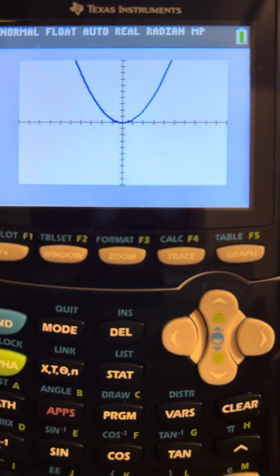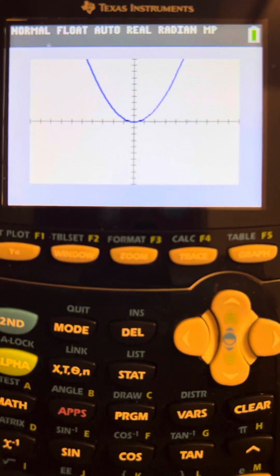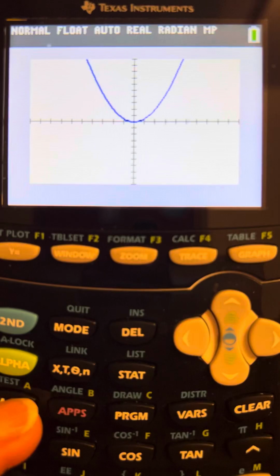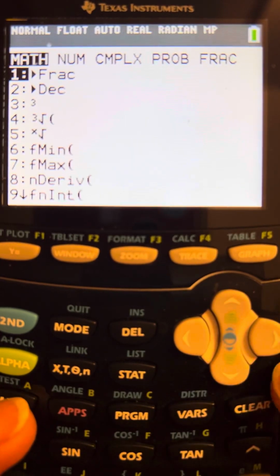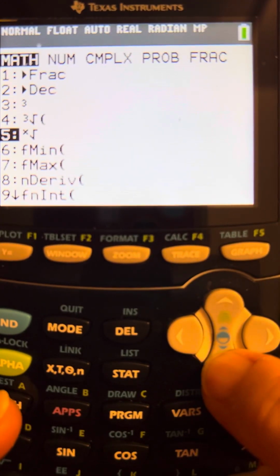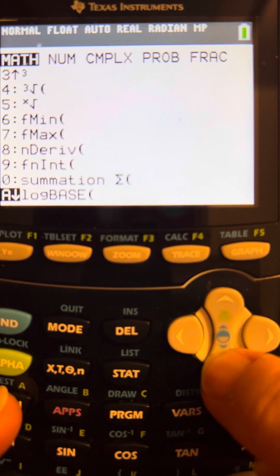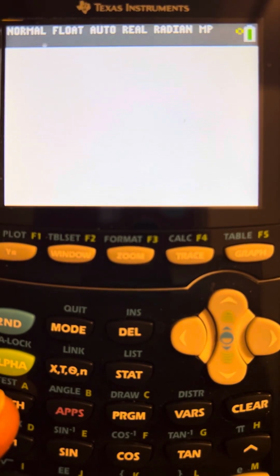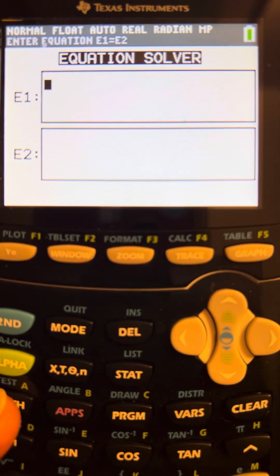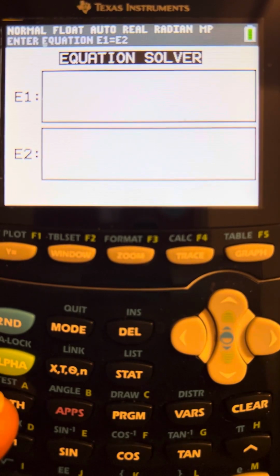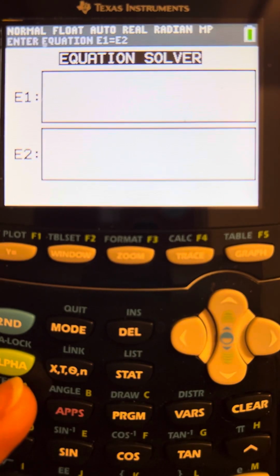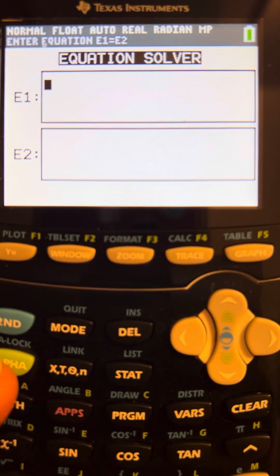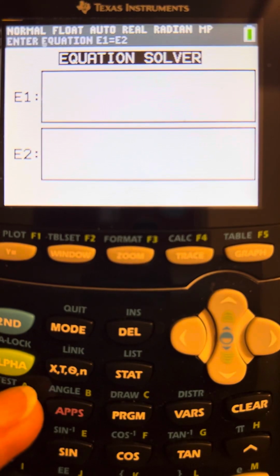The next thing that I'm going to do is go into my solver menu, which is under math, and I scroll down to find my solver menu right there in B. So I hit solver. This solver menu has expression 1 and expression 2 that you're going to set equal. So I want the derivative of that function first.